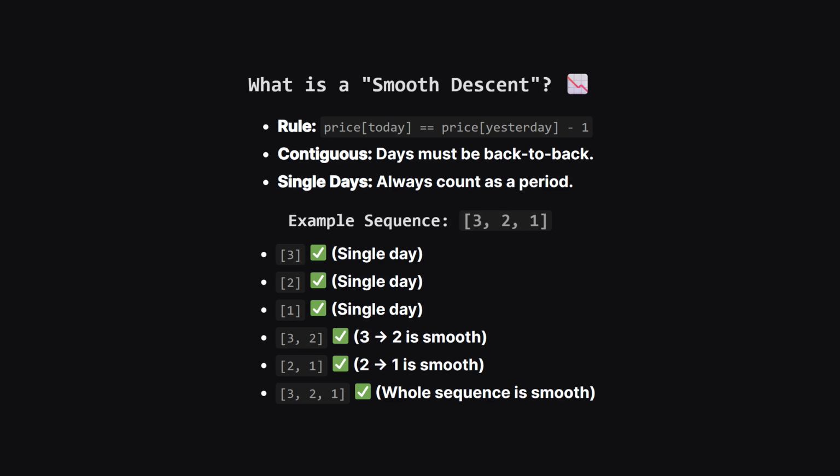Let's clarify exactly what counts as a smooth descent. The rule is strict. Today's price must be exactly 1 unit lower than yesterday's price. If it's 2 units lower, or if it stays the same or goes up, the streak breaks. Crucially, the problem asks for the number of periods. This means we count every possible valid subsegment. In a sequence like 3, 2, 1, we have the individual days, the pairs like 3, 2 and 2, 1, and the full triplet 3, 2, 1. We need to find the total count of all these valid chunks.